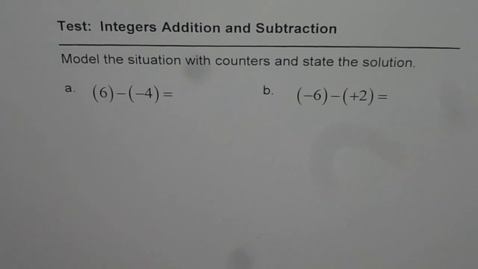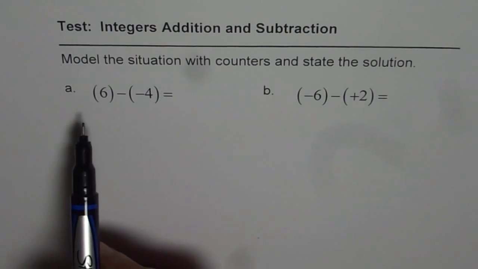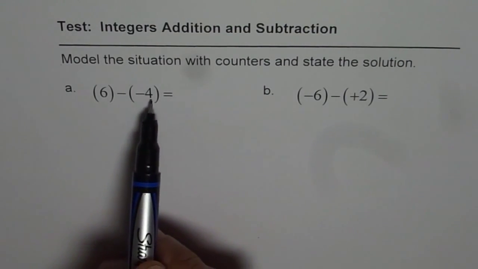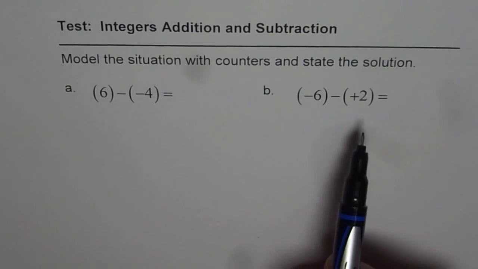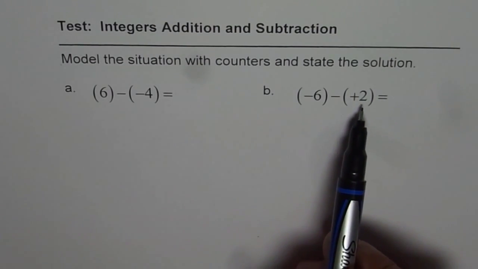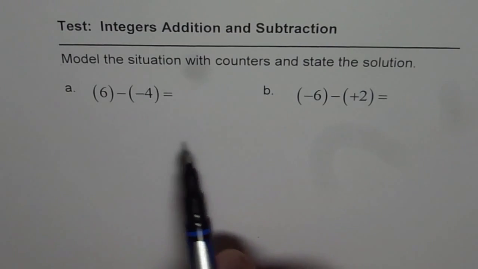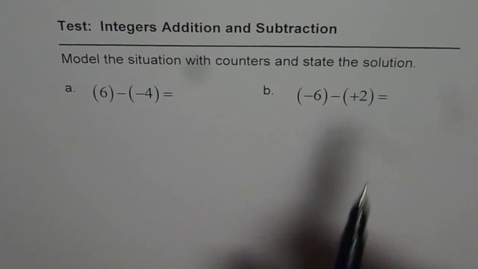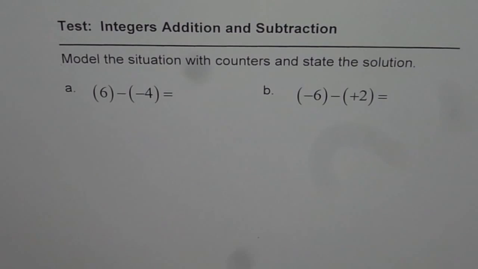Here's a practice question for your test on integers addition and subtraction. The question is, model the situation with counters and state the solution. We need to subtract -4 from 6, that's the first question, and we have to subtract +2 from -6, and we have to use counters for the solution of this question. I'd like you to pause the video, copy the question, answer, and then look into my suggestion.